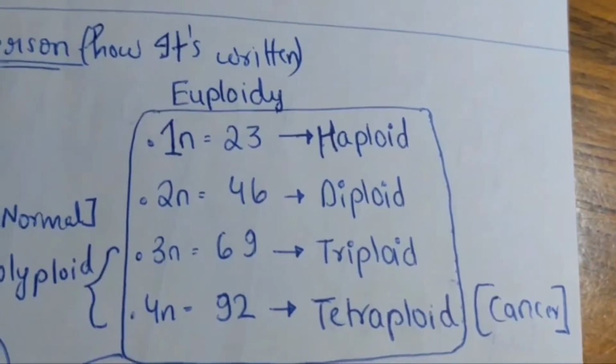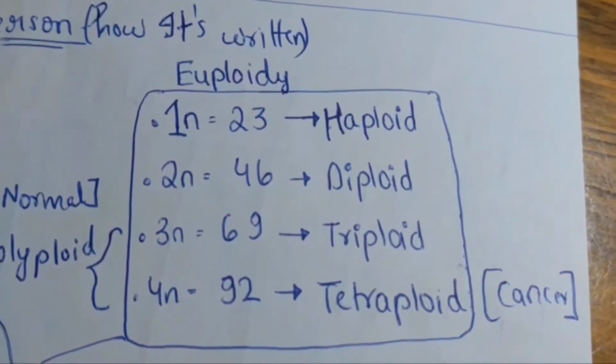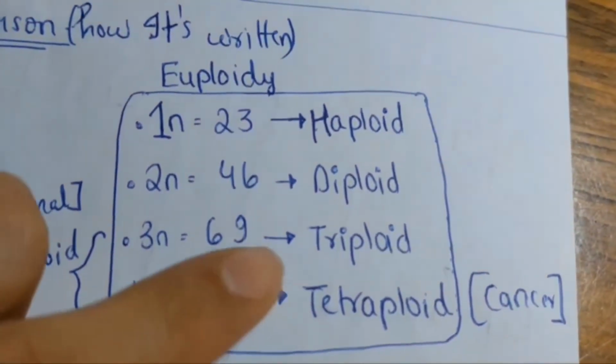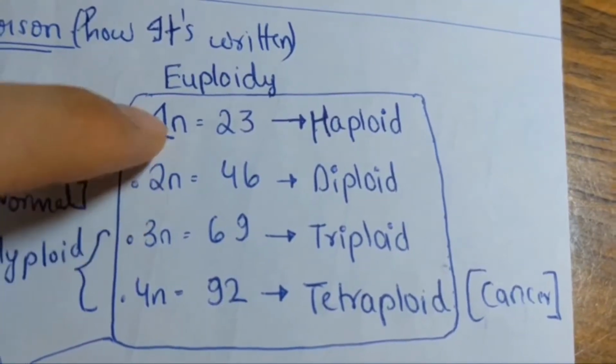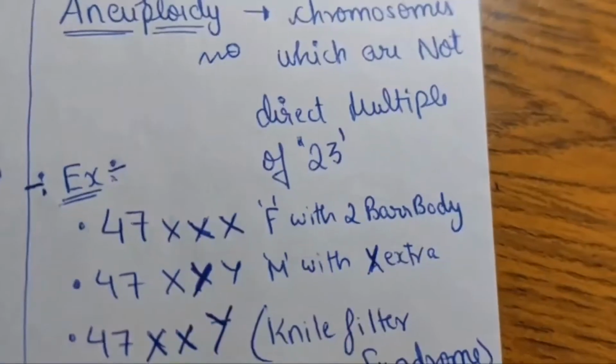3n and 4n, triploid and tetraploid, are also called polyploid, and this is seen in cancerous cells. Diploid is the normal somatic cell and haploid are the gametes.